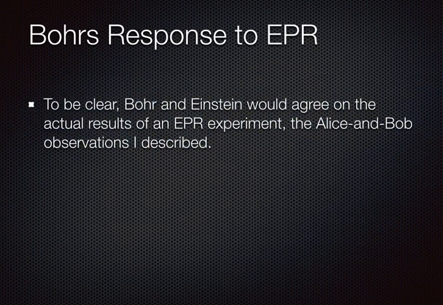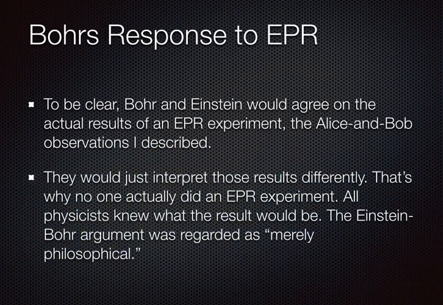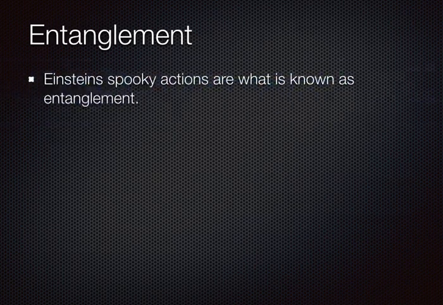To be clear, Bohr and Einstein would agree on the actual results of an EPR experiment, the Alice and Bob observations I described. They would just interpret those results differently. That's why no one actually did an EPR experiment. All physicists knew what the result would be. The Einstein-Bohr argument was regarded as merely philosophical.